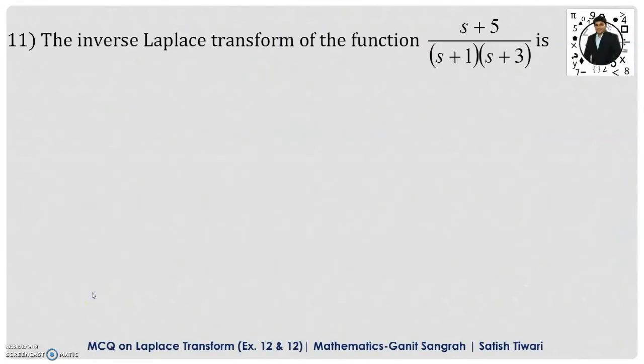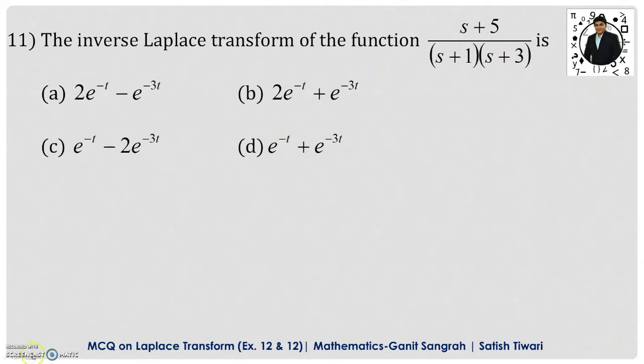Example number 11: the inverse Laplace transform of the function (s+5)/((s+1)(s+3)) is given by. We are having these 4 options. So to find out the inverse Laplace transform for the given rational algebraic function, we have to do the partial fraction for this given fraction.